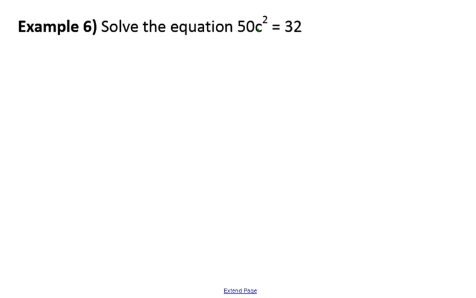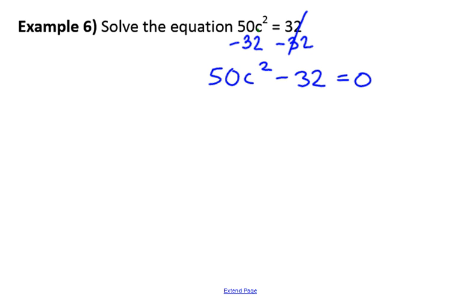Okay, again, notice that this is not equal to 0, so you cannot solve by factoring unless it is equal to 0. So the first thing I'm going to do is set this equal to 0, so I'm going to subtract 32. Then you get 50c squared minus 32 equals 0.